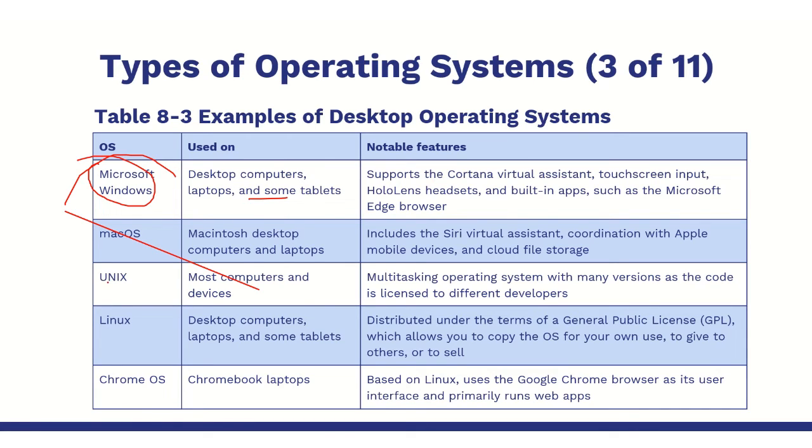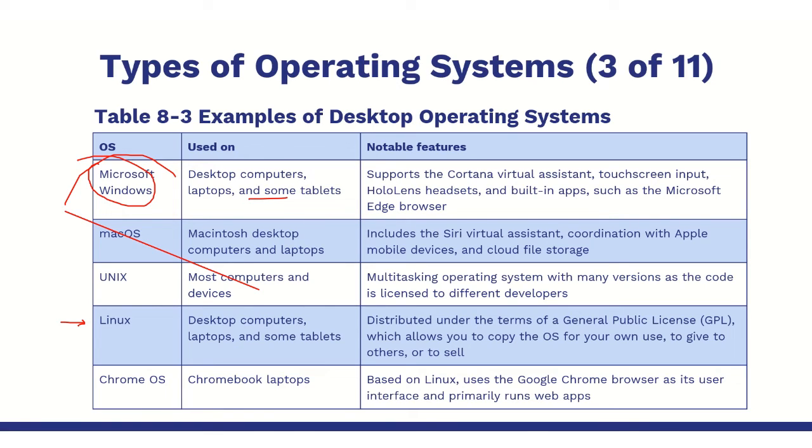You can have the Linux operating system as well. Look at this row, one, two, three, four, fourth row. Linux supports desktop computers, laptops, and some tablets, distributed under the terms of the general public license. These are open source. Linux is open source software, meaning the operating system software can be downloaded, modified, and customized as per the user's need.